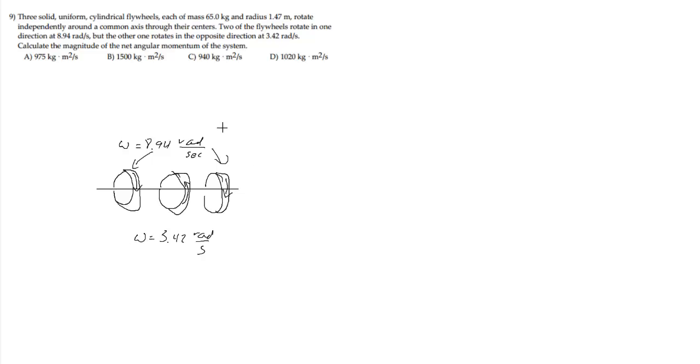Alright, and we want to find the angular momentum of the entire system. So what we're going to do is simply add up all the angular momenta for the whole system. If we call these 1, 2, and 3, we have L1 and L3, which are both going to have the same momentum. So we'll just call this twice that one angular momentum, plus the other one, L2.